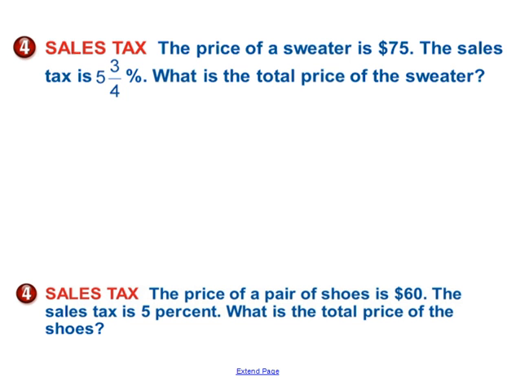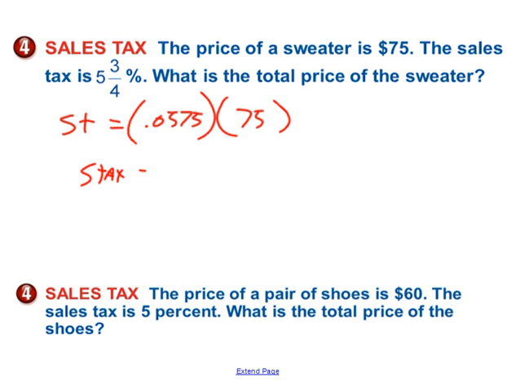I'm going to say that the sales tax is equal to 5 3/4%, so that's 0.0575, that's my percent, times the original price or the whole number, which is $75. I'm going to use my calculator to figure that out. And I get $4.31. So the sales tax is equal to $4.31. Of course, I have to add to that the $75. So I'm going to get $79.31.